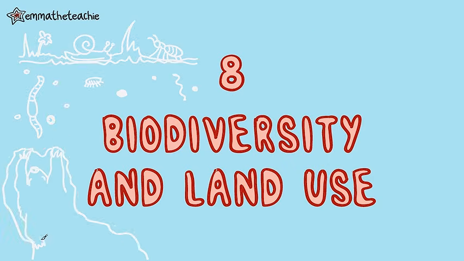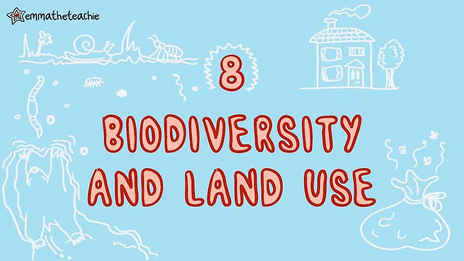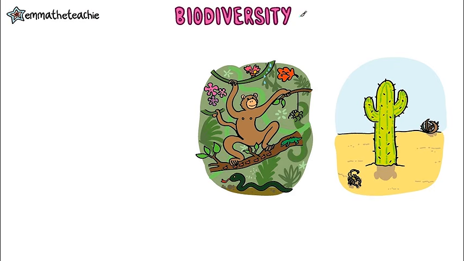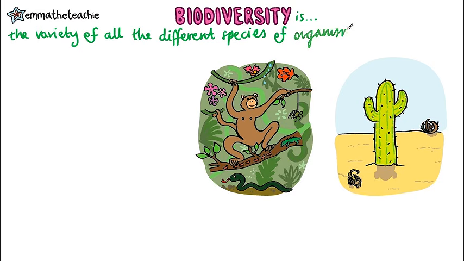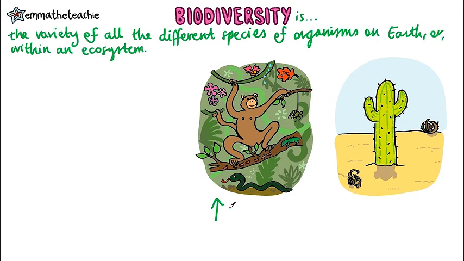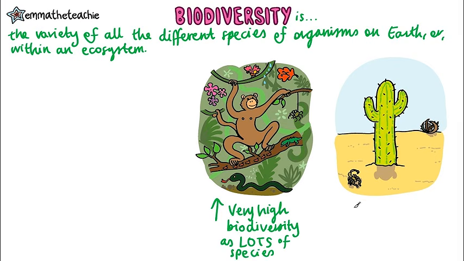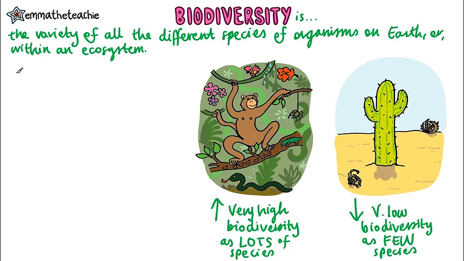8. Biodiversity and land use. Biodiversity is the variety of all the different species of organisms on Earth, or within an ecosystem. The rainforest has a really high biodiversity because there are lots of different species there, while the desert has a much lower biodiversity as less species live there.